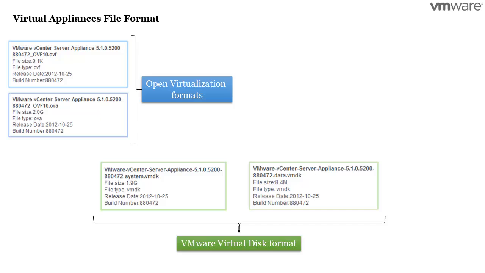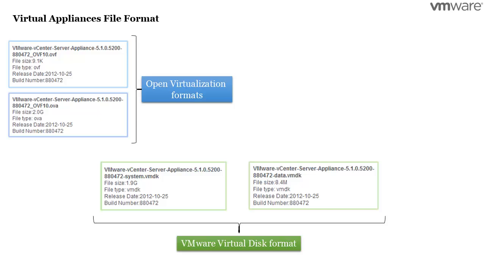So OVF is called Open Virtualization Format, which contains only the metadata of the virtual appliance, and it does not contain the actual data of the virtual appliance. So OVA file is the one which actually contains the data of the virtual appliance. So OVF file, it's just a template file. When you import the OVF file, it will read the metadata of the virtual appliance, and then it will start to download the OVA file.